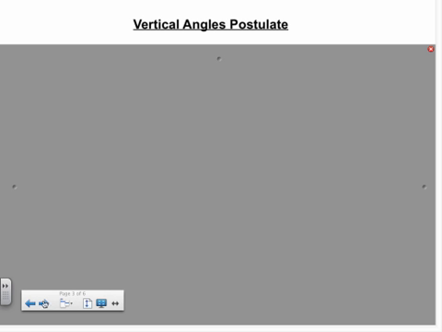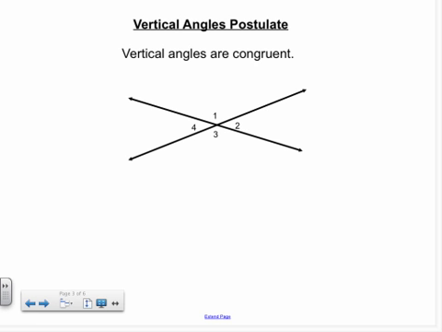Now for my favorites. Let's move on to vertical angles. The vertical angles postulate. This is my favorite postulate in all of geometry. If you remember these four words, you'll be off to a great start. Here they are. Ready? Vertical angles are congruent. Do you remember what congruent means? That just means that the angles have the same size and the same shape. The measure of two vertical angles are always the same.